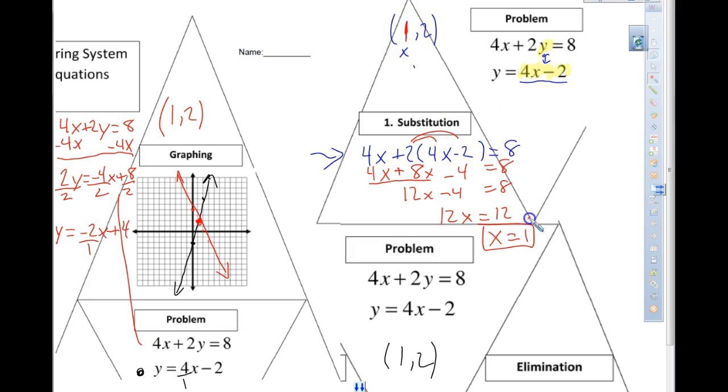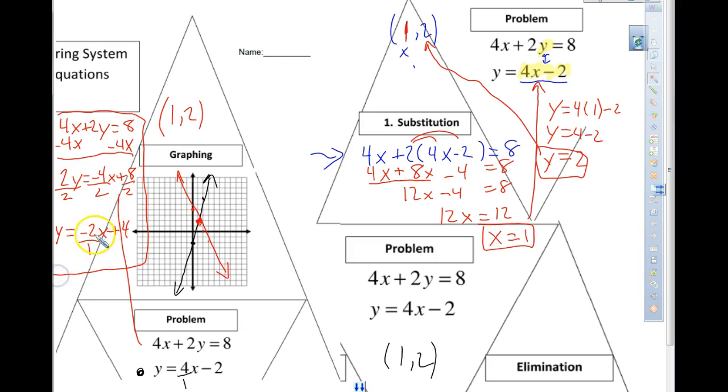And then you can plug it back in to here. And you get 4 minus 2, which is 2. Again, no surprise, we got an answer of 2, so it matches. So far, when we graph, we just had to do y equals to get mx plus b, the slope and the y-intercept. The substitution, we didn't have to change it at all, it's already set up. You use substitution when you have a y equals already. If they're both y equals, you can do it as well.